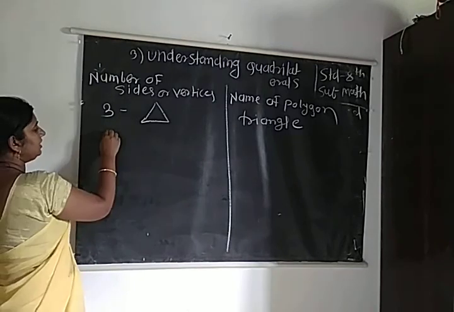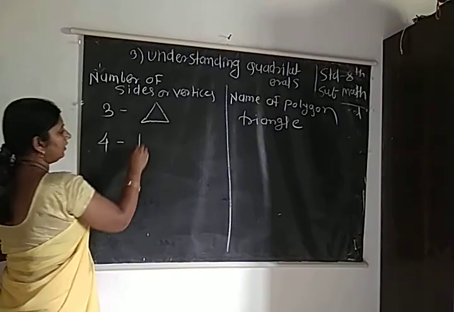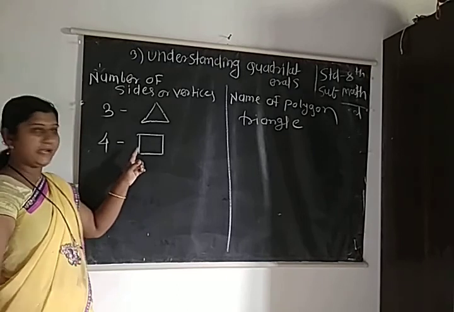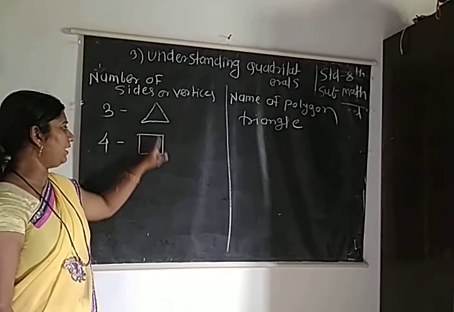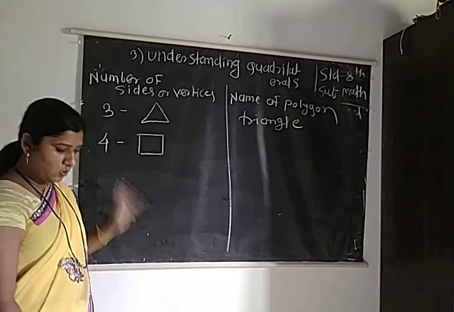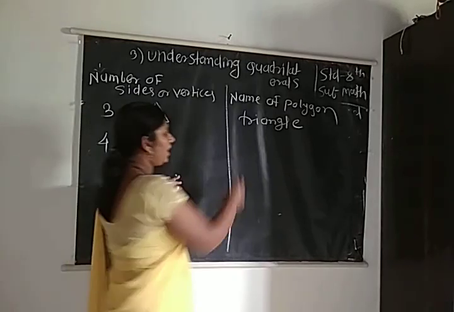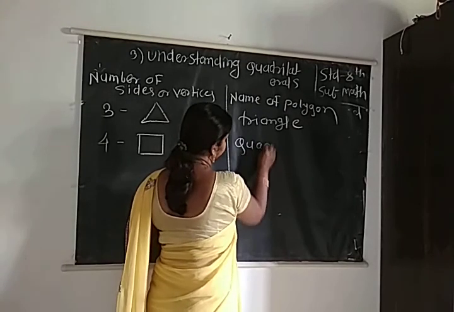Now the second one is the 4-sided polygon. 1 2 3 4. 4 vertices and 4 sides. So this 4-sided polygon is called a quadrilateral.